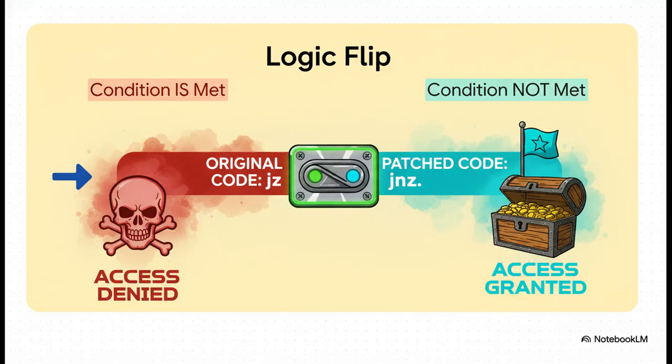See, the program's entire logic comes down to a single if-then decision. The original code has an instruction, JZ, that basically says jump if zero. Or in plain English, if the check fails, jump to the access denied message. So what do we do? We just flip it. We patch that one instruction to JNZ, which means jump if not zero. Now the program will jump to the access denied message if the check passes. We've basically rewired its brain to do the exact opposite of what it was designed to do.